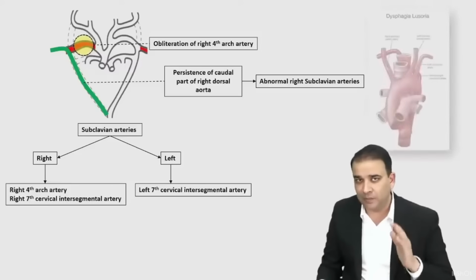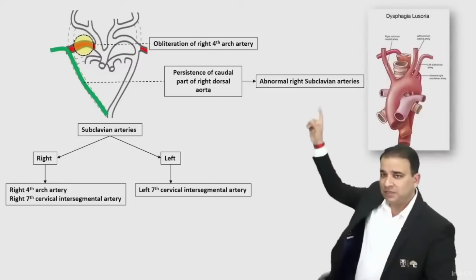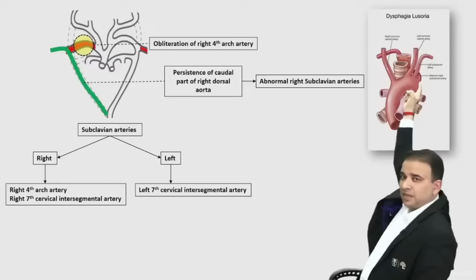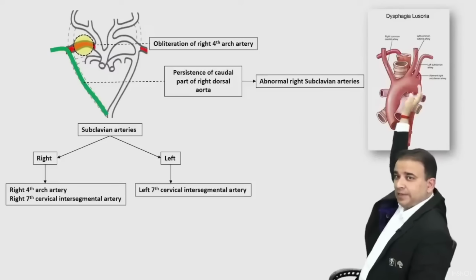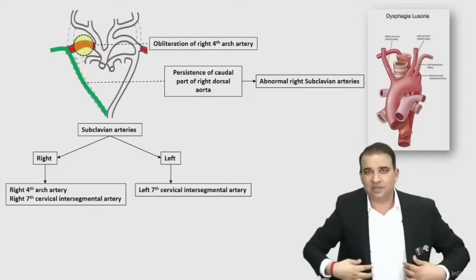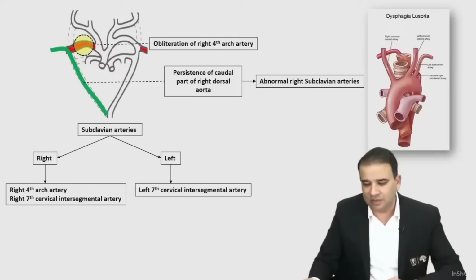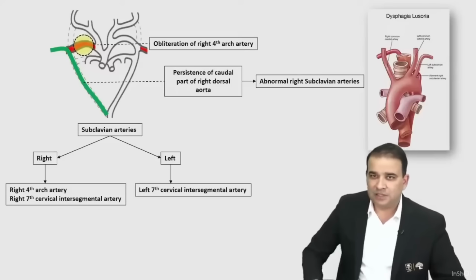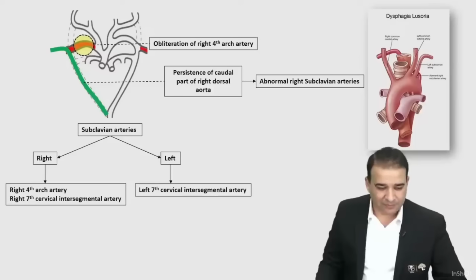It will compress the esophagus and will cause dysphagia. Look at that picture over there. That's a subclavian artery of the right side. Esophagus के पीछे से होके जा रहा है. It is compressing the esophagus, causing dysphagia, and in extreme cases can cause dyspnea also. That's the abnormal right subclavian artery.